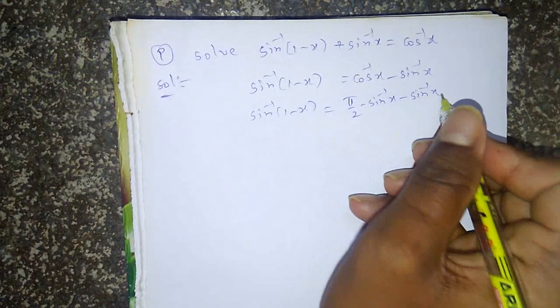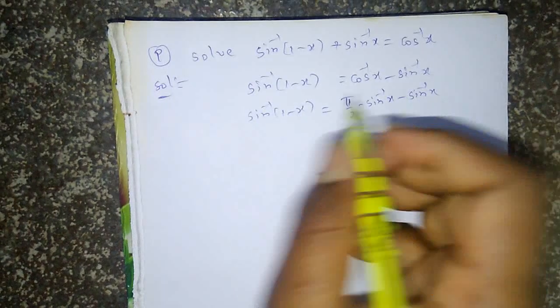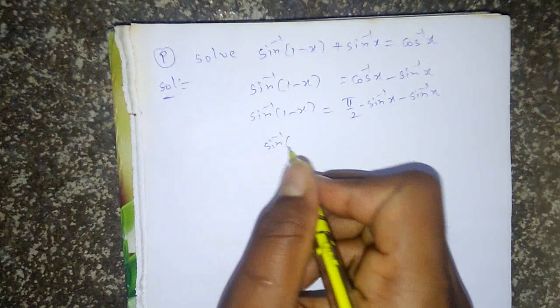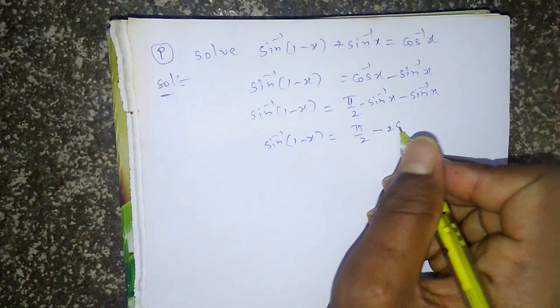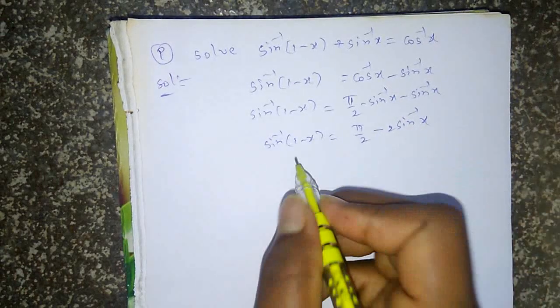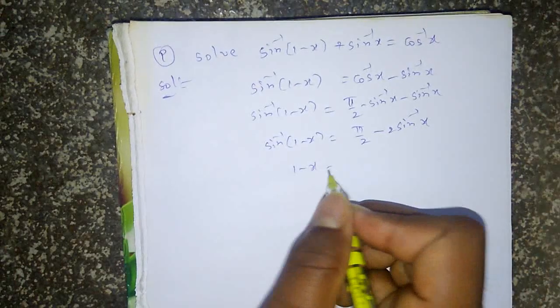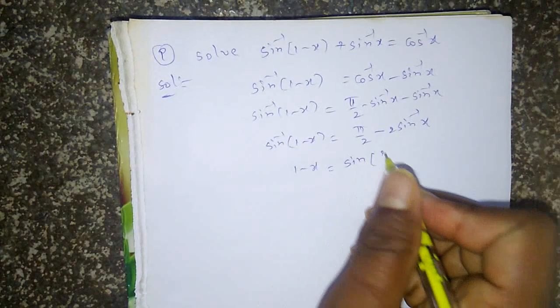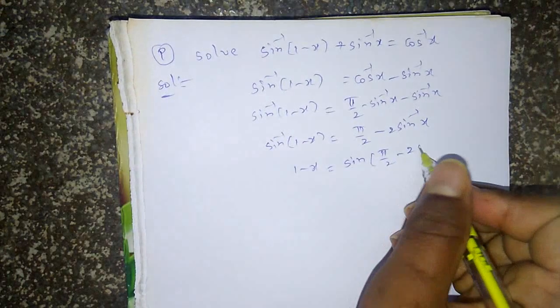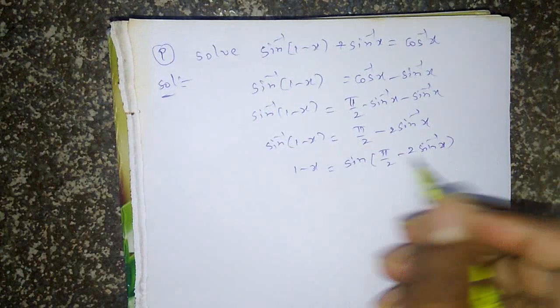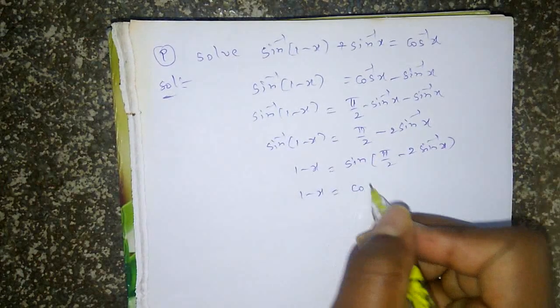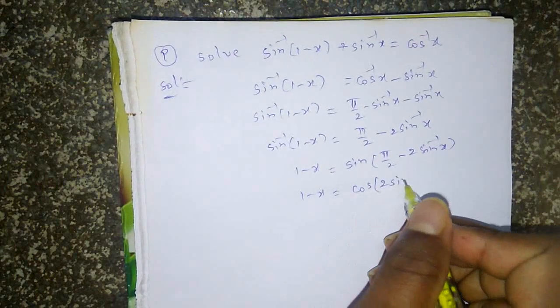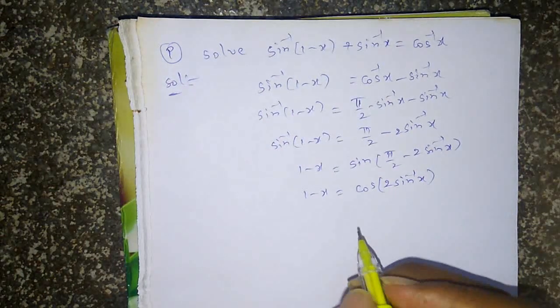There is already 1 minus sin inverse of x. This is sin inverse of 1 minus x, pi by 2 minus 2 sin inverse of x. Bring this sin to the right side, it will be sin of pi by 2 minus 2 sin inverse of x. This is 1 minus x is equal to sin 90 minus theta is cos theta, that is cos of 2 sin inverse of x.